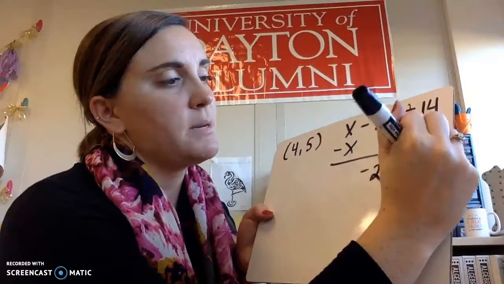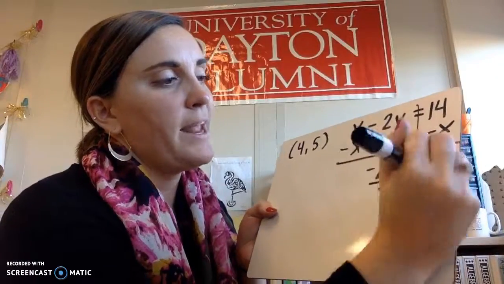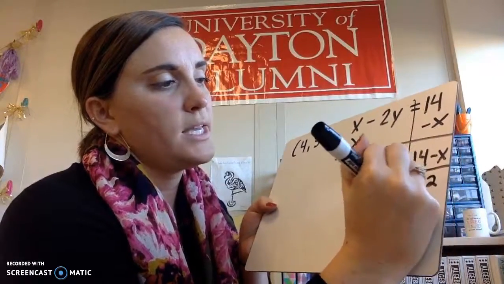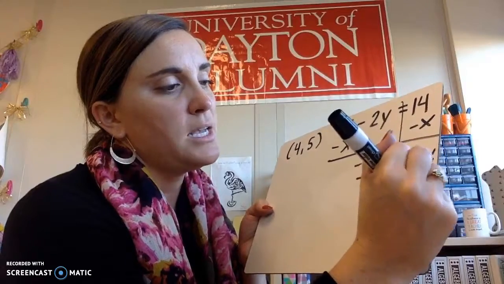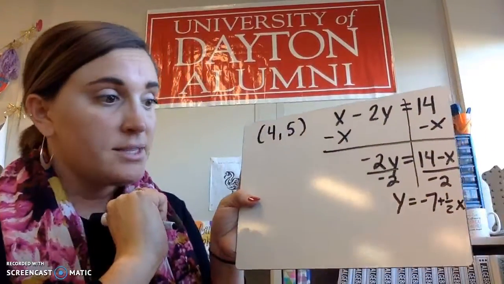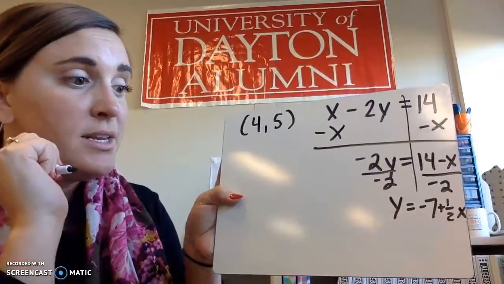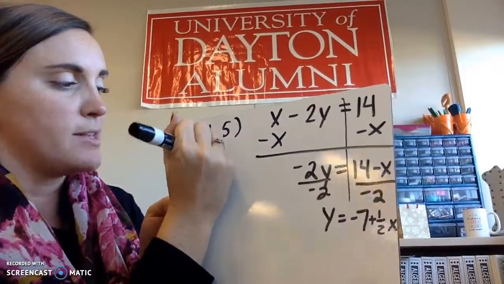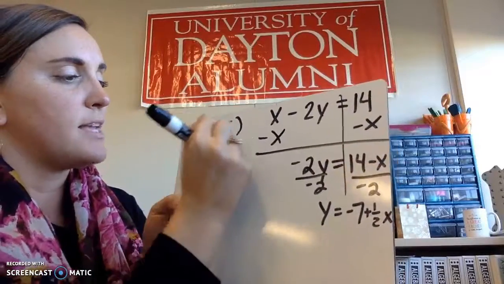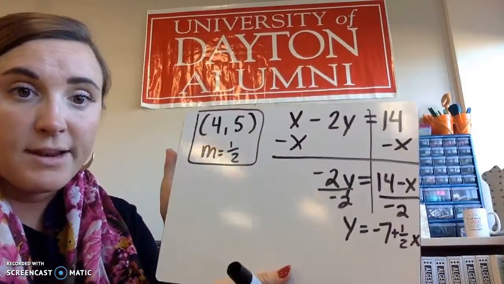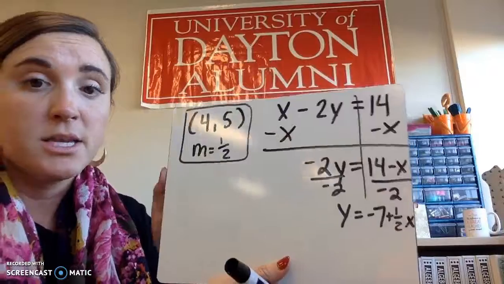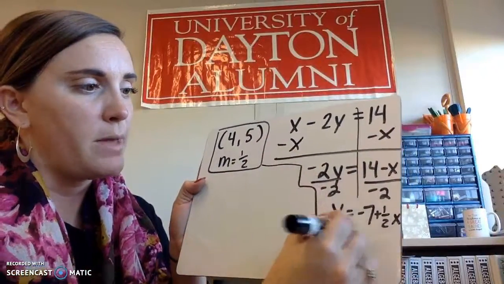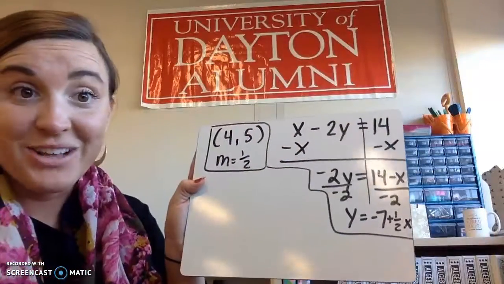-2y equals 14 minus x. Divide by -2, y equals -7 plus 1/2 x. So my slope for number 7 is 1/2. So that means I'm also going to use that because they're parallel. Parallel lines have the same slope. That's the given information I need in this box when I go to use point slope form here in a minute. That's all the work I had to do to get that.